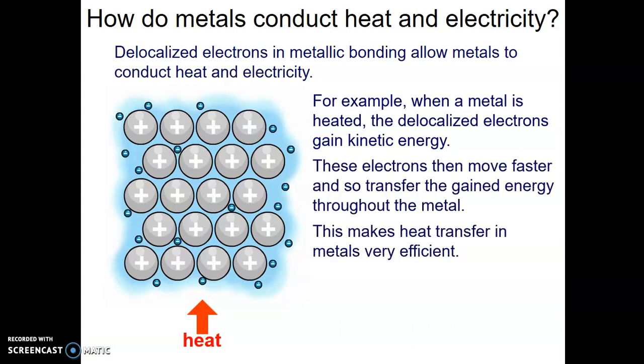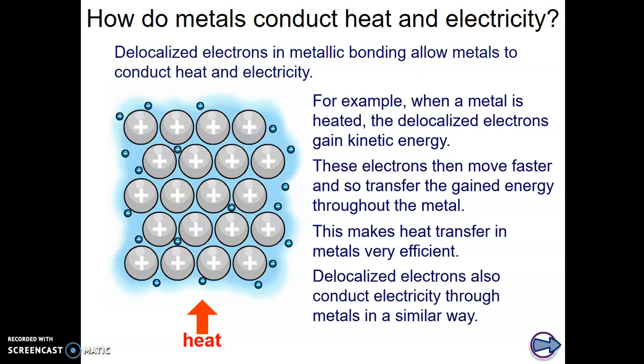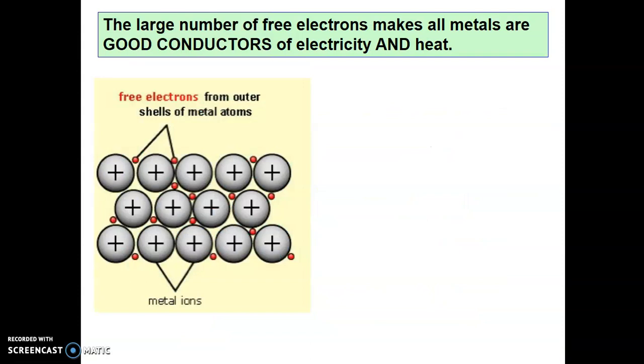Okay, because of the free or delocalized electrons in their structure, which can transfer heat energy and carry electrical charge. Okay, you need to be clear on that as well. It is the delocalized electrons in the structure that allow the metal to conduct heat energy and electrical charge. Okay? So these are very key points if you're asked about why metals can conduct heat and why metals can conduct electricity.